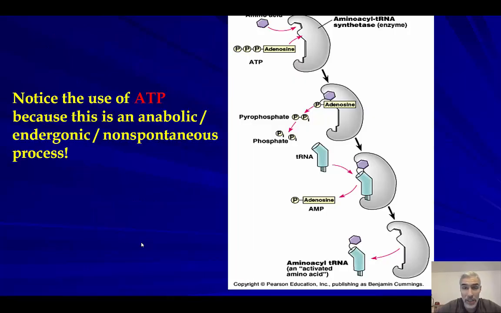ATP is required for this because it is an endergonic process, so you need free energy to build this, right? You're going from two separate things to one thing. Again, it is a non-spontaneous, endergonic, anabolic process. But you can see how the active site fits everything together. The amino acid fits within the active site, ATP fits in the active site, and so does the tRNA that appropriately matches with that amino acid.